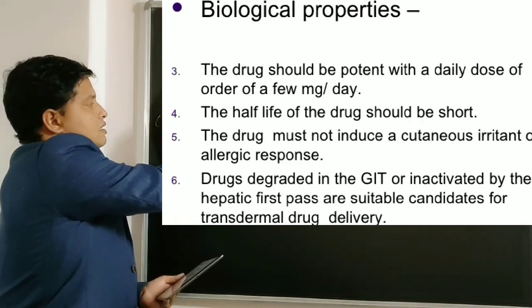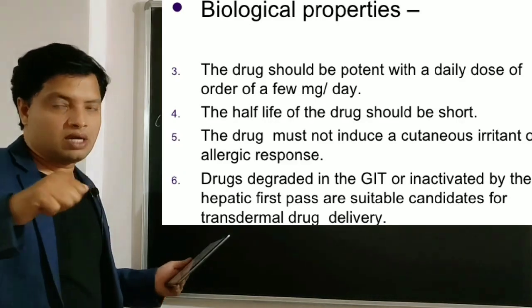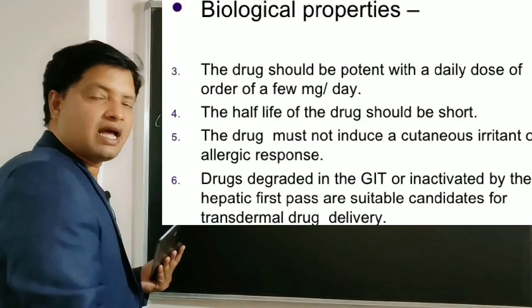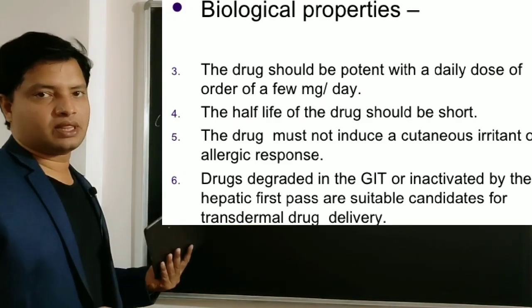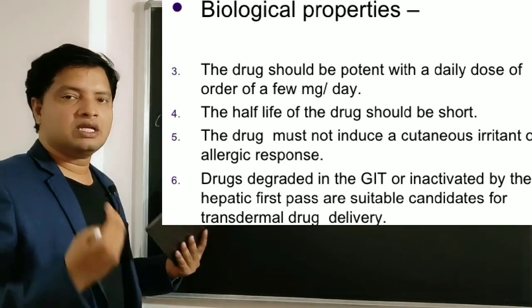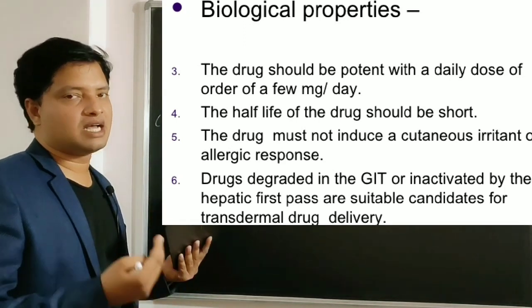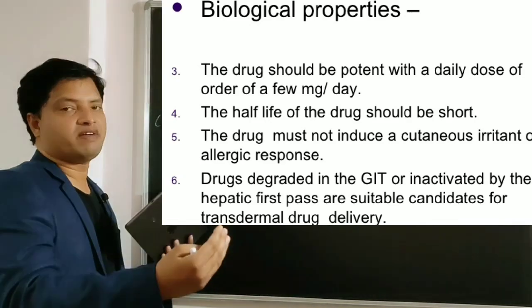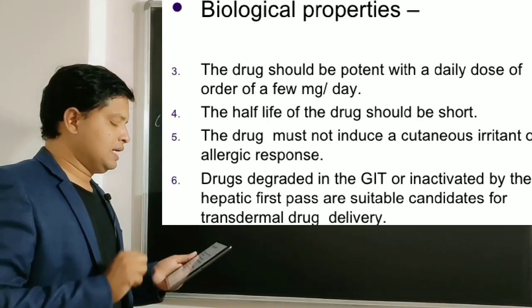To achieve this sustained or controlled release, we want our drug to have a short half-life, because if the drug has a long half-life, it already has a controlled fashion itself. Then if we give the drug in continuous form, there is a chance of accumulation of the drug. So we don't want the drug to have a long half-life. We want the half-life of the drug to be less.